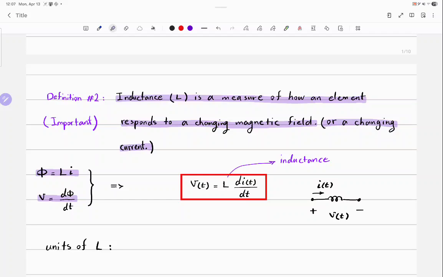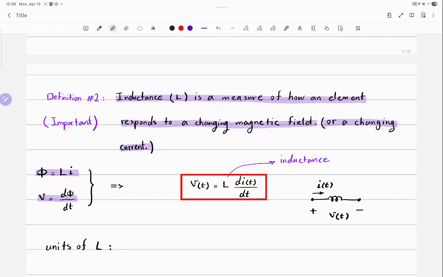Now, if you combine these two equations, look at the second one, V is equal to d phi over dt. Instead of phi, substitute L i, and you will get this equation. So I want you to focus on this equation. This is the main and fundamental equation for inductors. And compare it with the highlighted part. Are they consistent? Voltage is created when there's a change in current. Is that consistent with that highlighted part? Yes, because inductance is a measure of how an element responds to changing current.